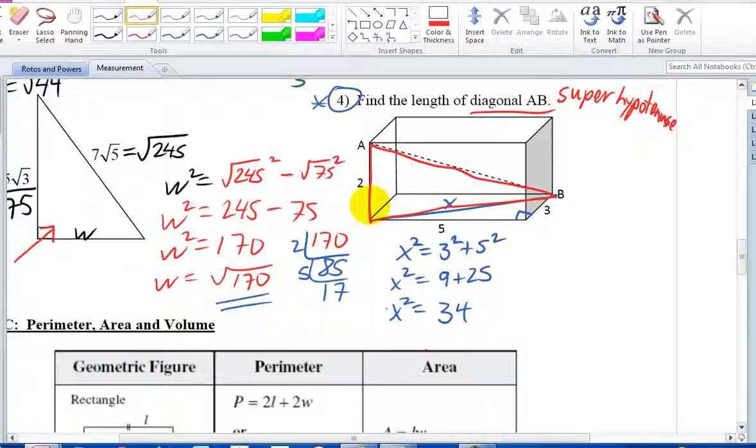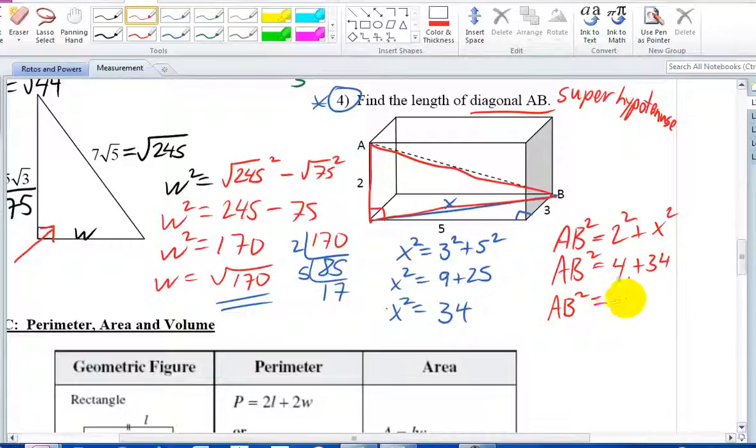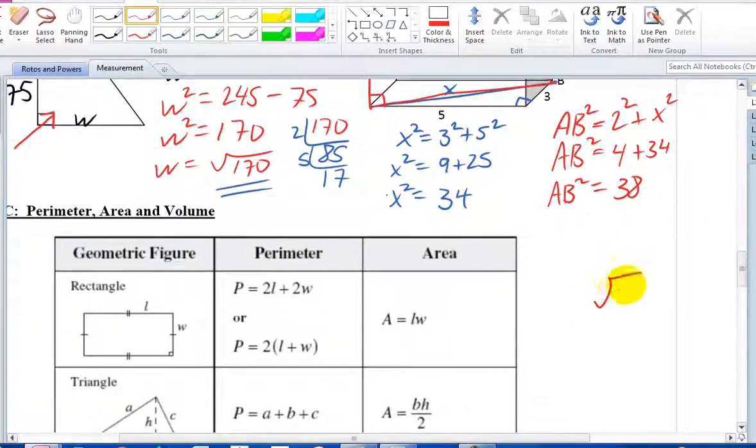Your triangle is still 90 degrees, but it's still oriented into the page. So we can say AB squared, the 2 letters squared, that's the line AB, equals 2 squared plus square root 34 squared. Okay. Or if you want, you can just change that to x squared, that's fine too. So it's going to be 4 plus 34. So AB squared equals 38. Square root 38.